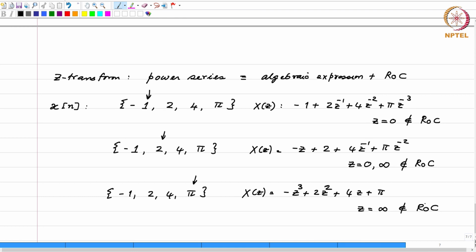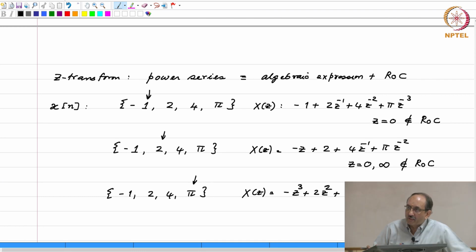So, later we will see that this is a general property of finite duration sequences. When you have a finite duration sequence, then the region of convergence will be the entire z plane except possibly for 0 and or infinity. So, later what we will do is we will start to look at ideas like poles and zeros, and these are no different from the concept of poles and zeros that you had encountered in the Laplace transform case.